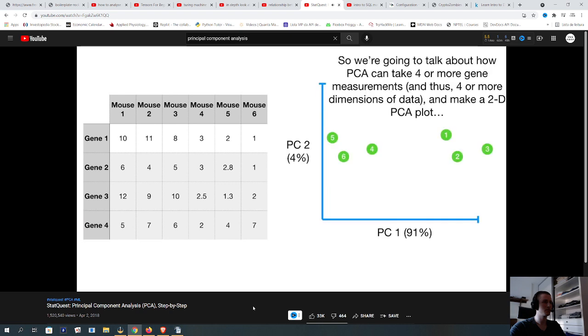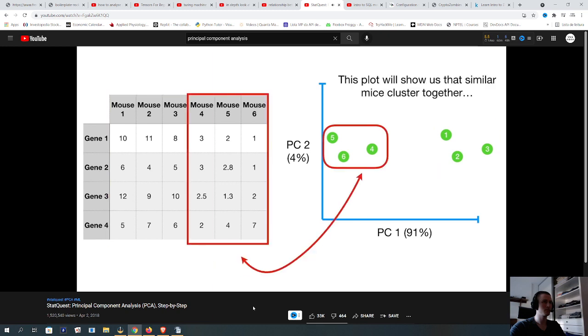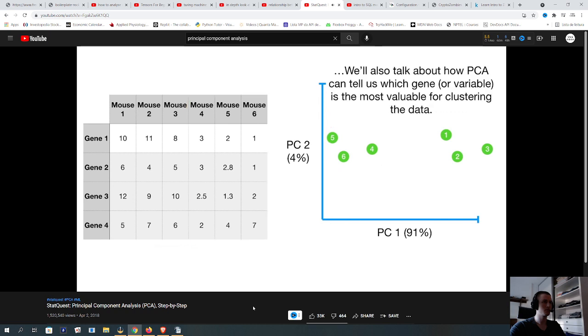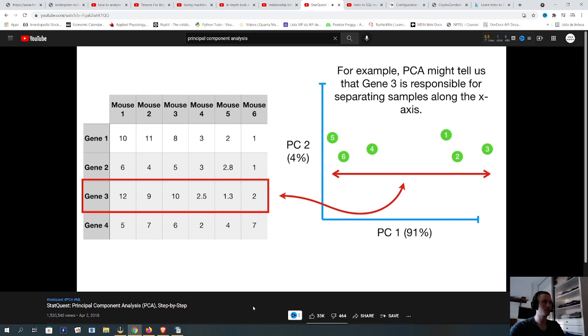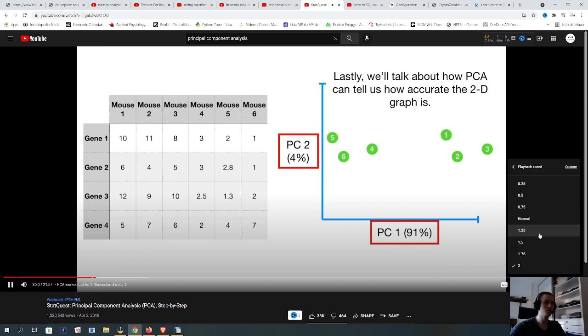So we're going to talk about how PCA can take 4 or more gene measurements, and thus 4 or more dimensions of data, and make a two-dimensional PCA plot. This plot will show us that similar mice cluster together. We'll also talk about how PCA can tell us which gene, or variable, is the most valuable for clustering the data. For example, PCA might tell us that gene 3 is responsible for separating samples along the x-axis. Lastly, we'll talk about how PCA can tell us how accurate the 2D graph is.